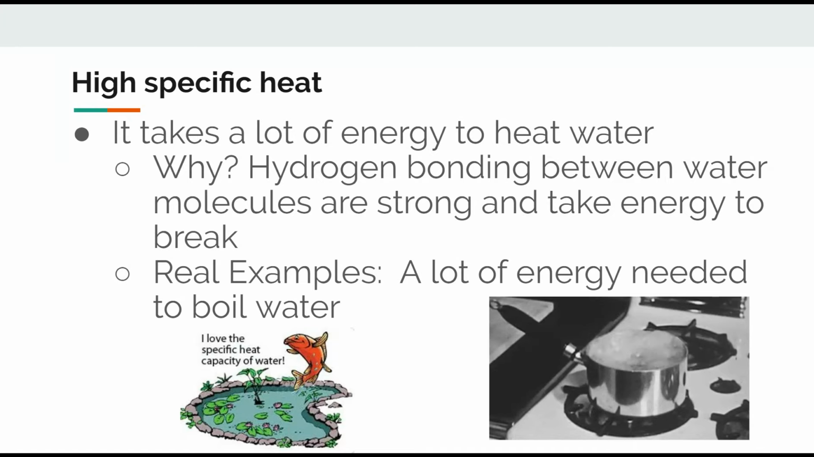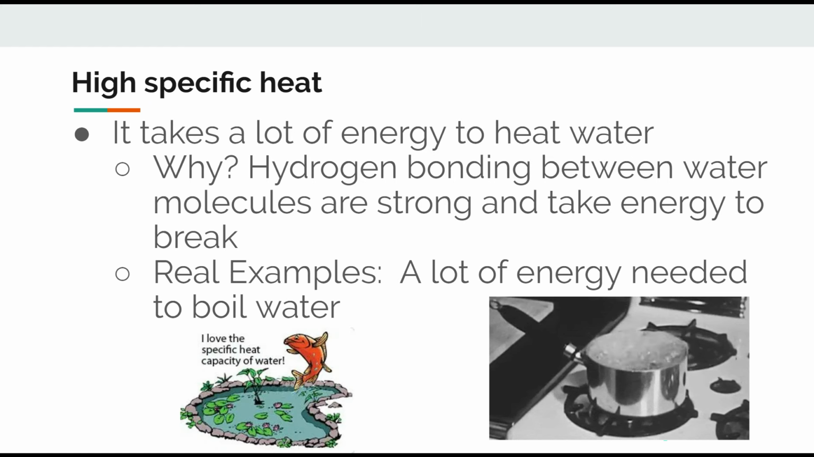Another one is high specific heat, and this is just the fact that it takes a lot of energy to heat water. So first of all, you might notice that it does usually take a really long time to boil water, and it's not just a figment of your imagination. But the truth is that it does take a lot of energy to heat up water.